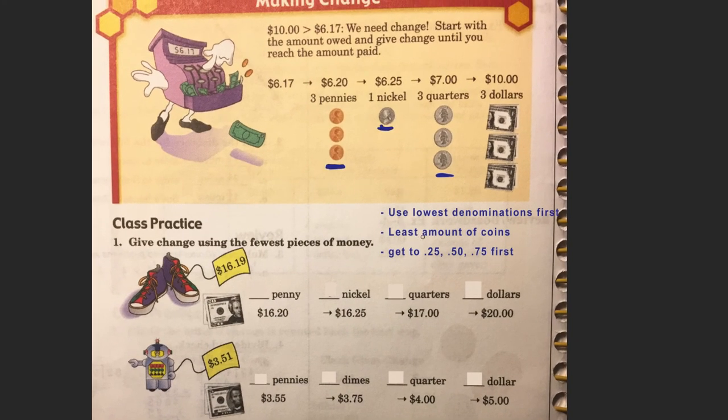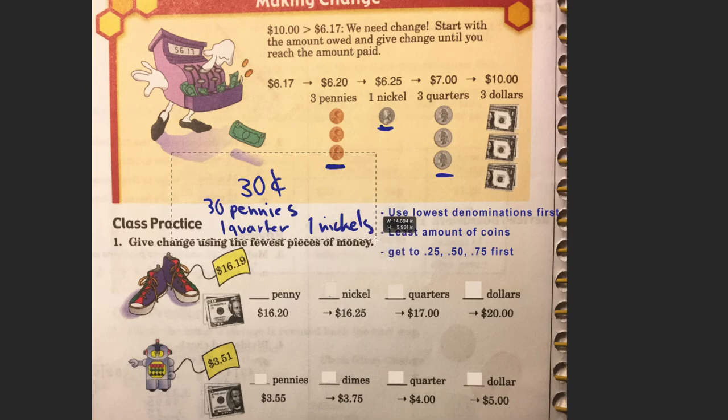Another thing to keep in mind, you want to use the least amount of coins because customers don't want to carry home a bunch of change with them. If you're trying to give them back 30 cents, instead of giving them 30 pennies, that's a lot of pennies. You can just give them 1 quarter and a nickel, right? It's only 2 coins as opposed to 30 pennies. I'm sure they would much prefer to carry home 1 quarter and 1 nickel instead of 30 pennies in their pockets. So you want to remember to use the least amount of coins.